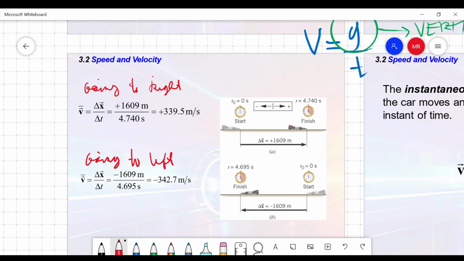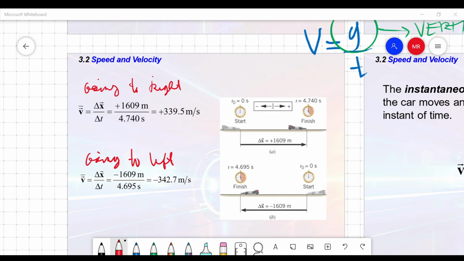So check natin kasi baka may typo ulit. We have 1,609 divided by 4.74 seconds. Okay, this is 339.45, positive because it is going to the right. So 339.45 or approximately 339.5 meters per second.